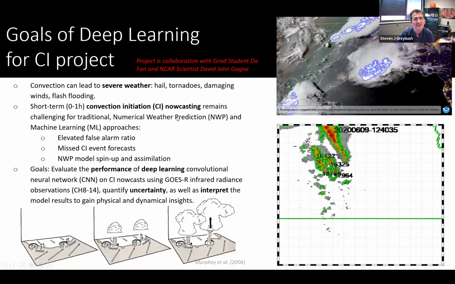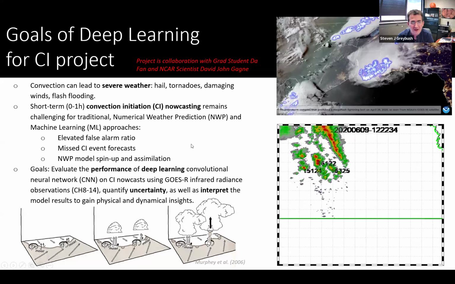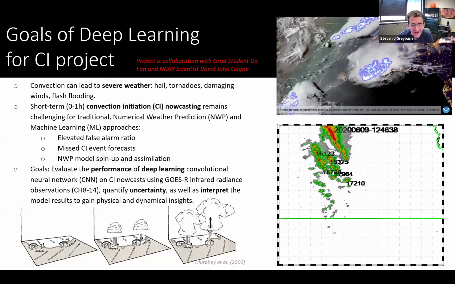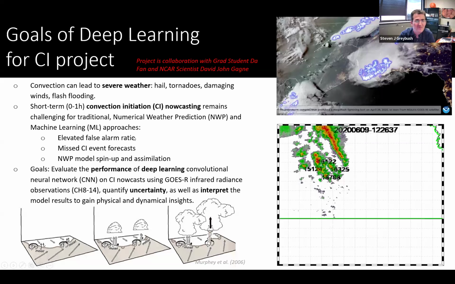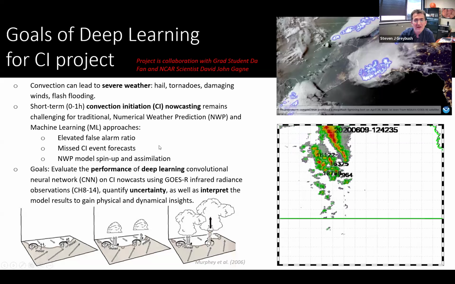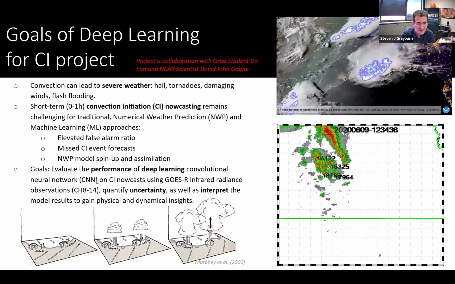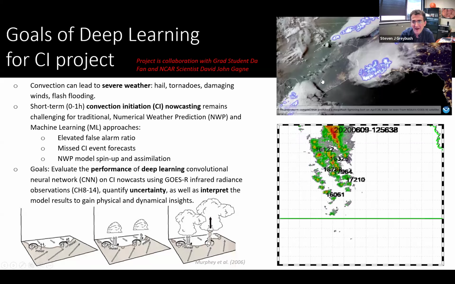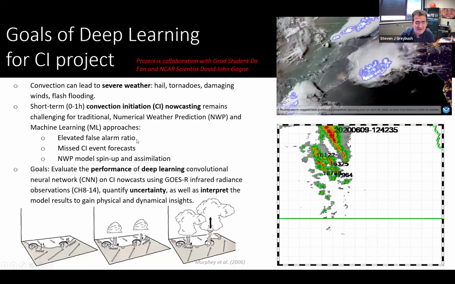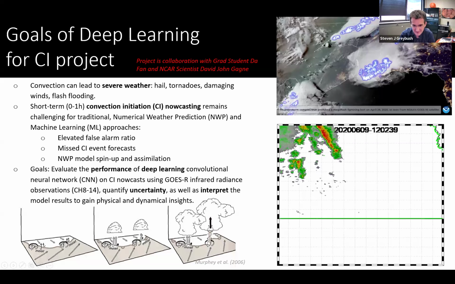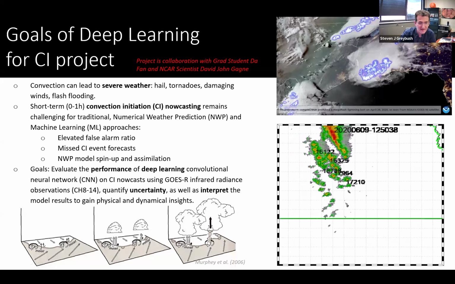And you can use the traditional numerical weather prediction approach, but a challenge can be elevated false alarm ratio. You can have missed forecasts. You can also have the challenge of spin up. And we'll just give an example of numerical weather prediction-based approaches. So we're here going to instead use a pure machine learning approach using deep learning to try to predict which clouds develop into these CI events, as well as quantify the uncertainty, like we can with ensembles, as well as interpret the dynamical insights.